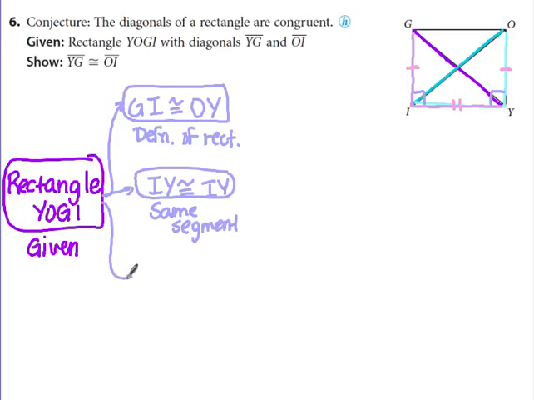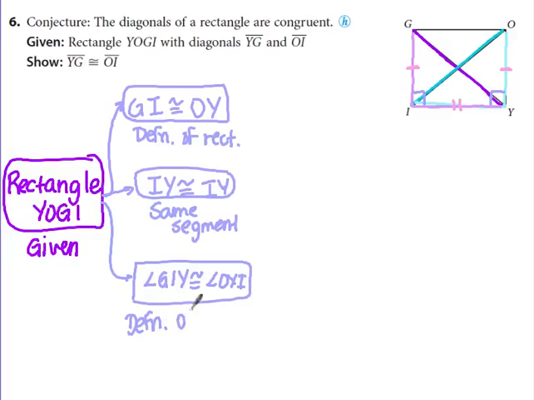And then what else do I know? Angle GIY is congruent to angle OYI. Why? Definition of rectangle. Okay. So then now I've got three.